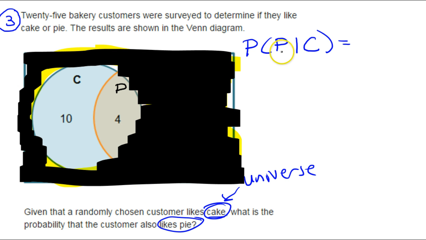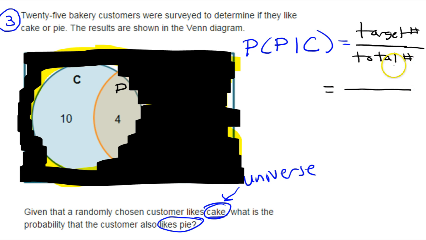So if we want to know the probability of randomly picking a person who likes pie, then you know we're going to do target over total. All right, the target number divided by the total number. Okay, now the total number, as I emphasized by blacking out everything except for cake, we're given that the person already likes cake. So that reduces the total number down to just people who like cake.